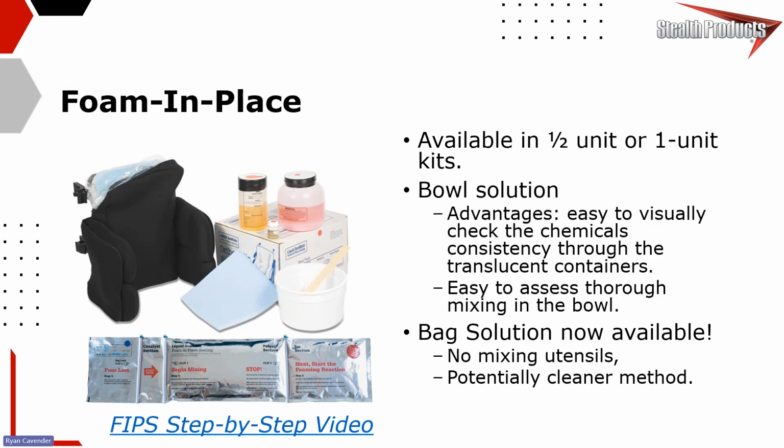So the first option we sell is the bowl method. You get 3 individual containers of pre-measured ingredients. It's easy to see those ingredients before you pour it. As you're pouring, you'll know if they're good to go before you mix. You can tell if those chemicals have separated, things like that. You can also see inside of that bowl as you mix, which is nice.